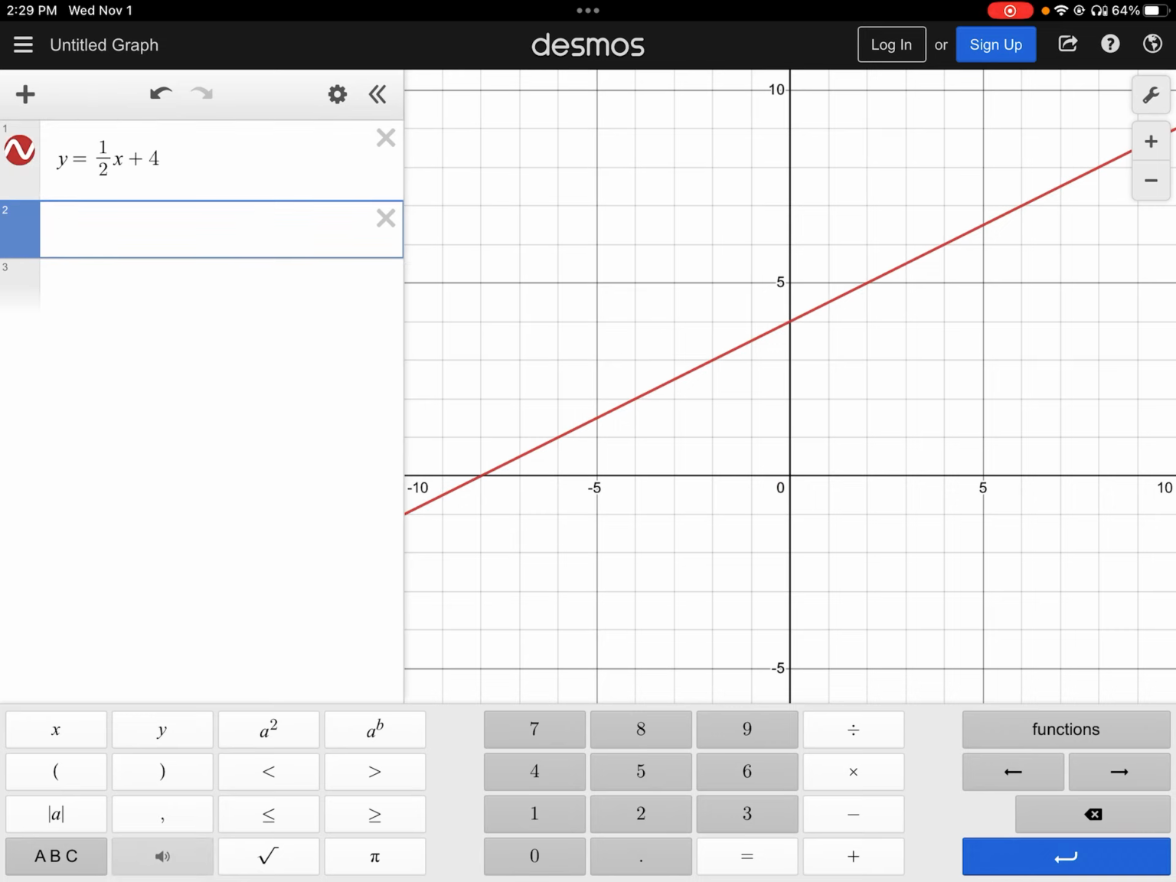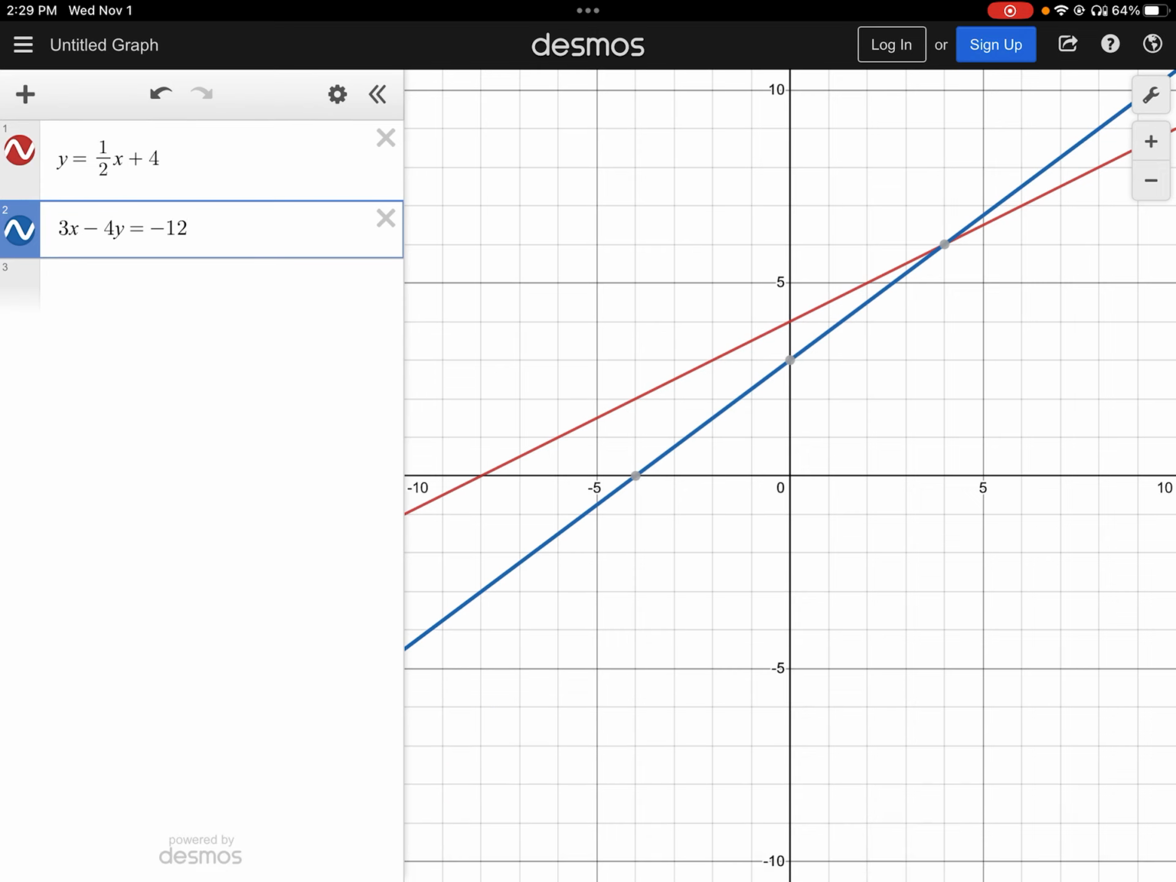And type the second one in, 3x minus 4y equals negative 12. And you can see the point that they cross as long as you type it in correctly. Right there, 4, 6.